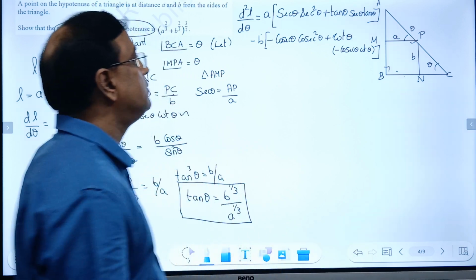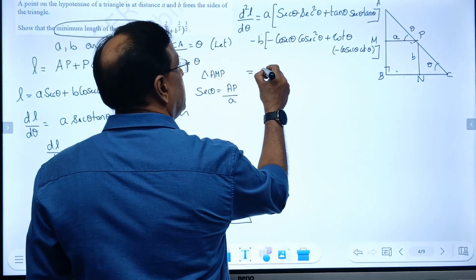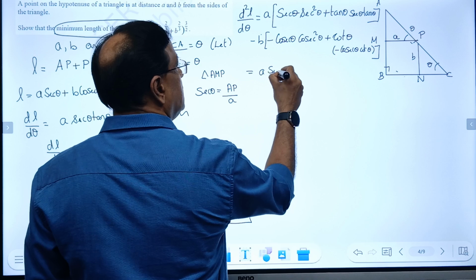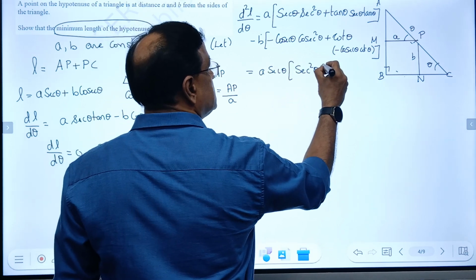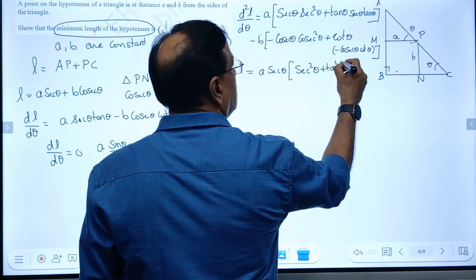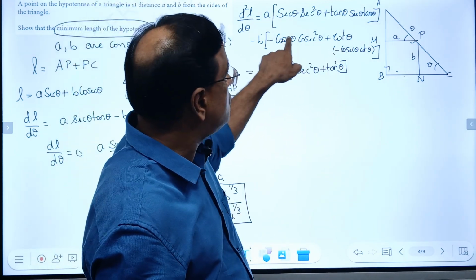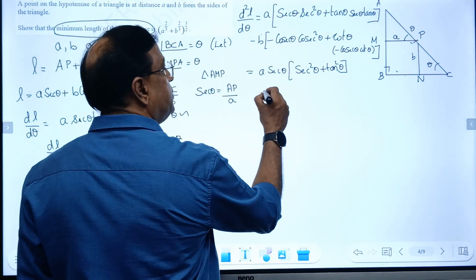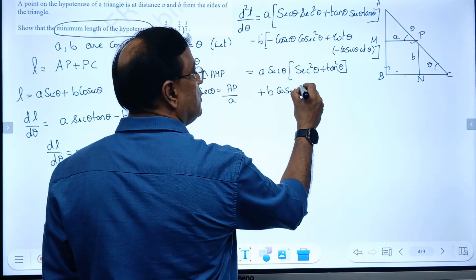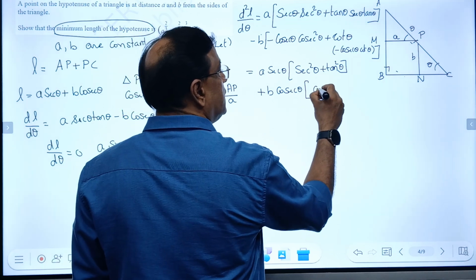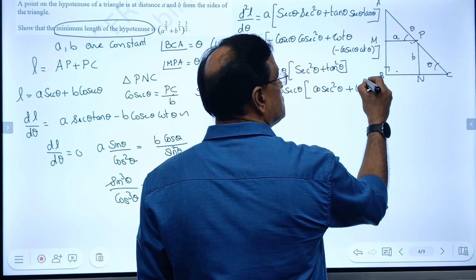Close the bracket. Now here what is common? Secant is common. So I'll take it outside. It's A secant theta. What do you get inside? Secant square theta plus tan square theta. Here in both the terms you have minus common. So if I take it out, it becomes plus B. Not only that, cosecant is common, so I'll take that also out. So I get cosecant square theta plus cot square theta.